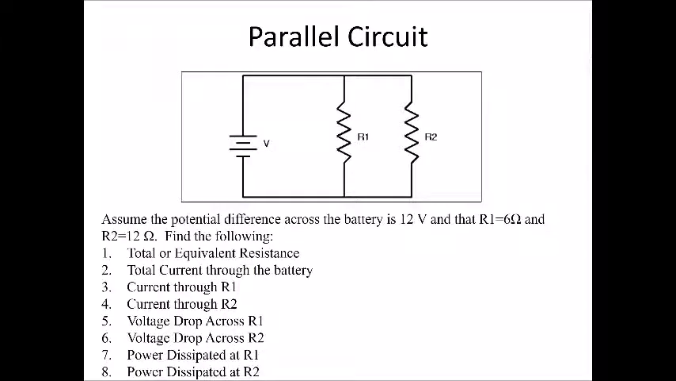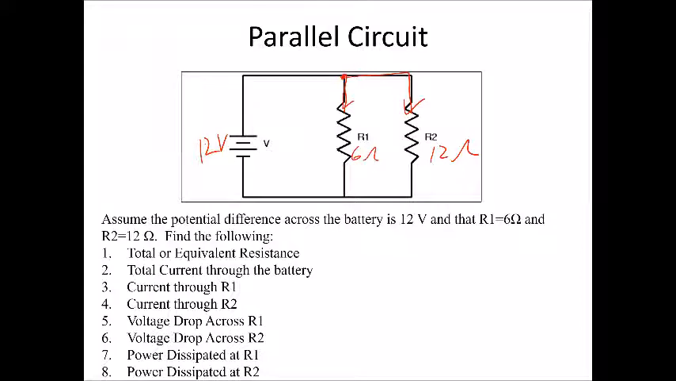All right, now we have a parallel circuit. And notice in a parallel circuit, there's at least 2 different paths that current can flow. When the current gets to this junction, it could go down this branch, or it could go down this branch. In this case, we have a battery voltage of 12 volts. The resistance of R1 is 6 ohms. And the resistance of R2 is 12 ohms.